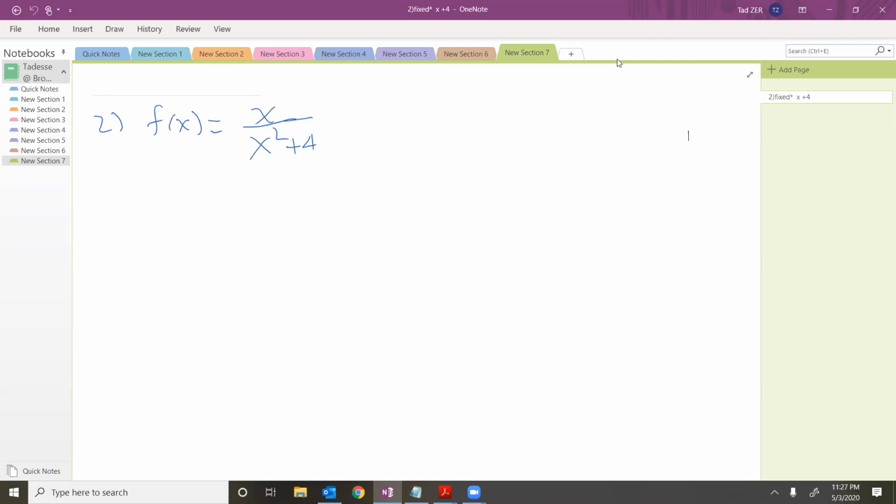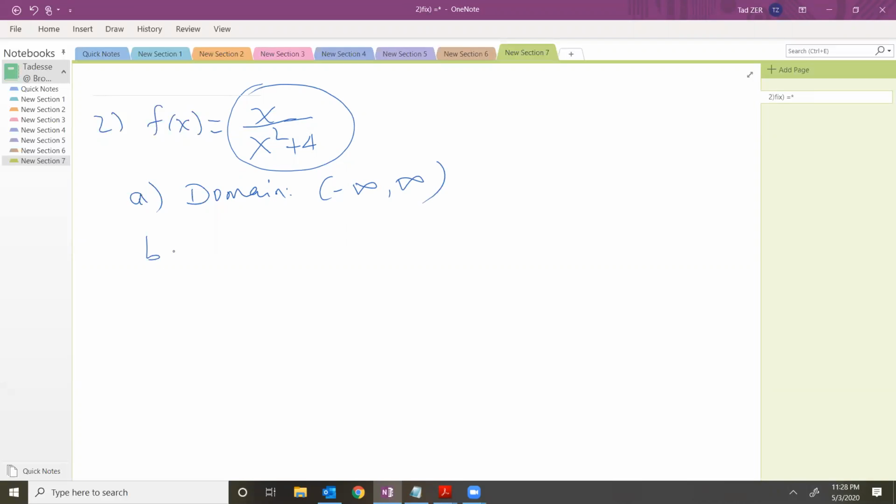So the first part says find the domain, okay? As you can see here, this is a rational function whose denominator is x squared plus 4. So x squared plus 4 will never be 0. X squared plus 4 is the sum of two positive numbers. It will never be 0. So the domain will be negative infinity to infinity.